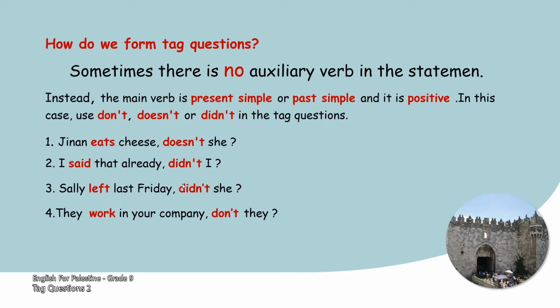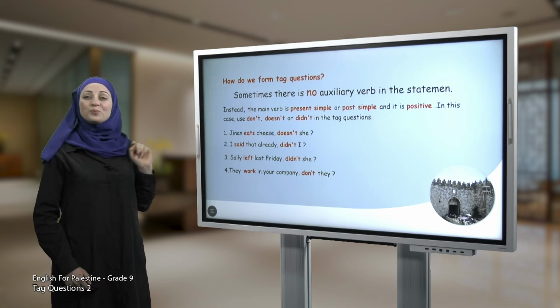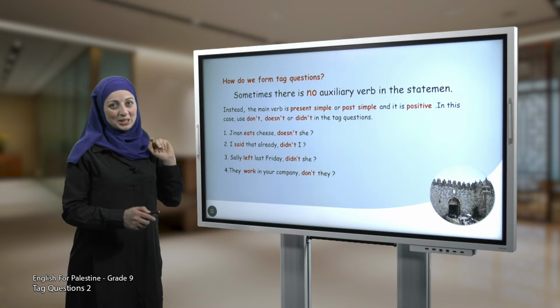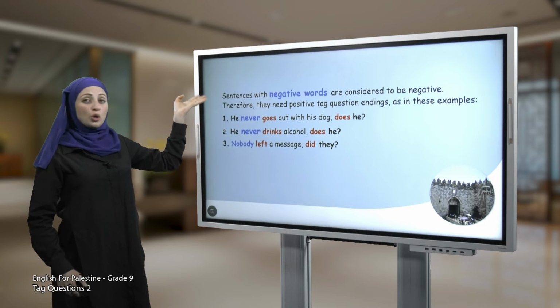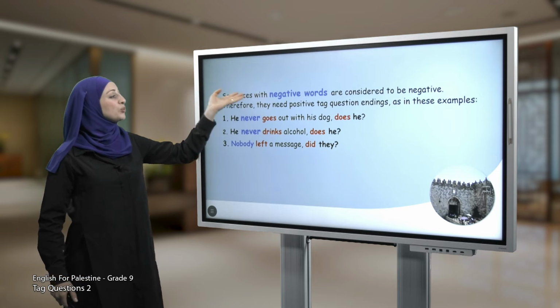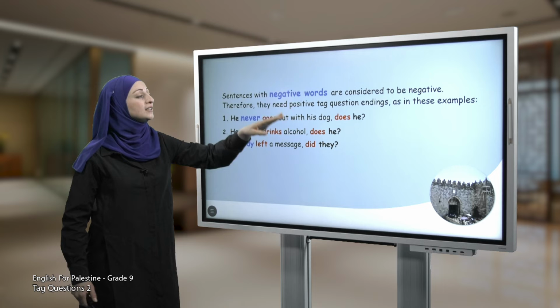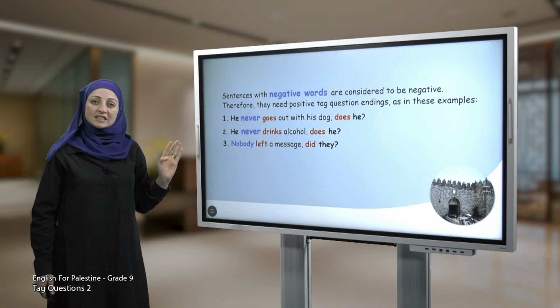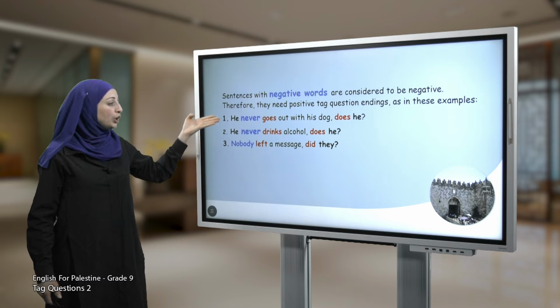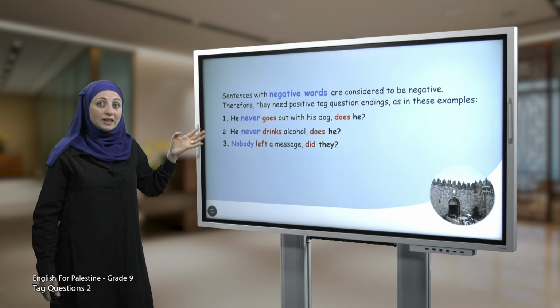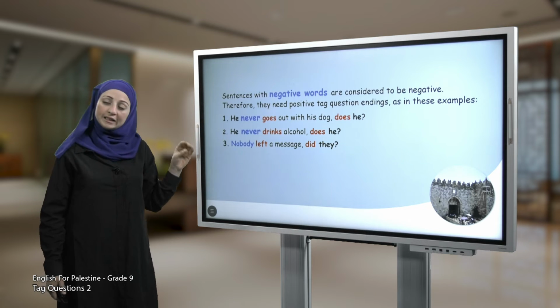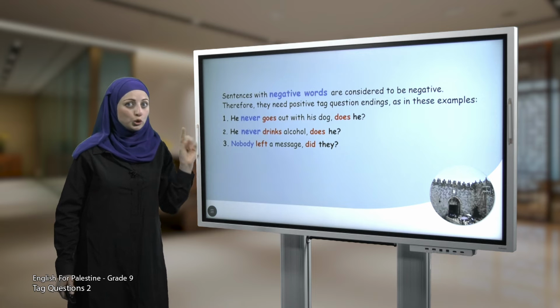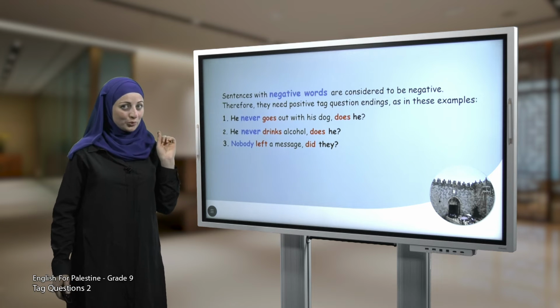Number four, they work in your company. The tag question, don't they? Okay, so let's continue. Here, you have to know that sentences with negative words are considered to be negative. Like what? If I have sentences with words like never or nobody, no one, they are negative. And here, I should use a positive tag question.